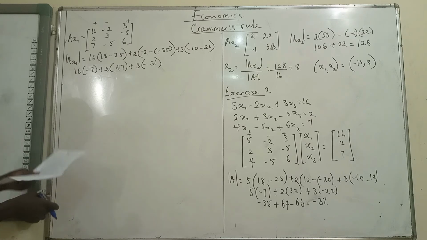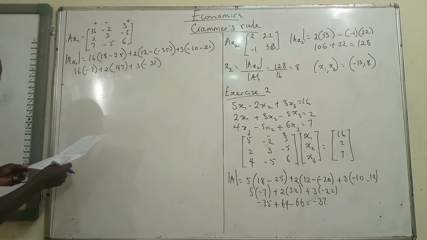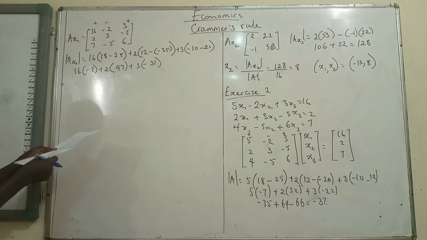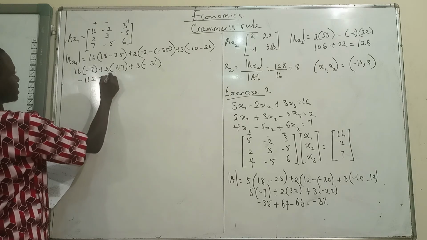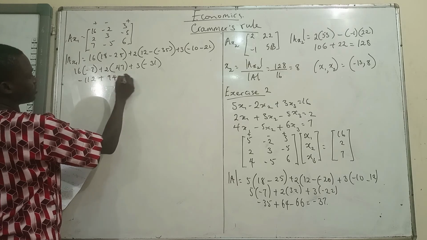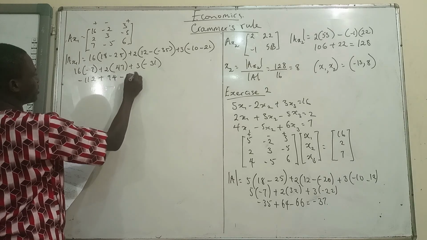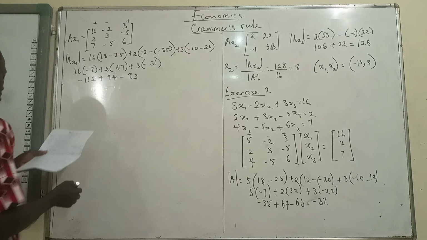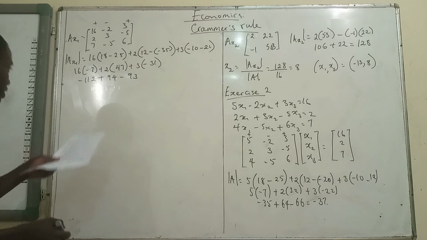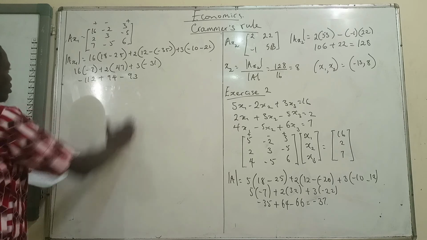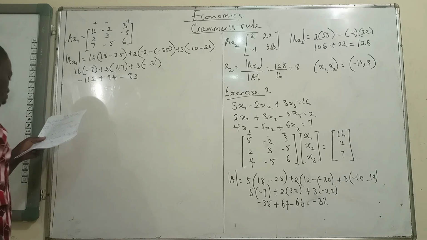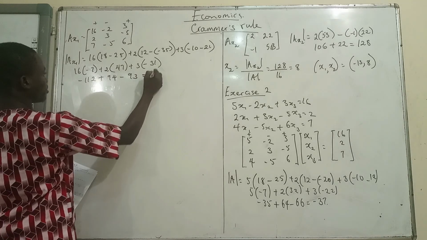Now 16 times -7, so I think I need to check this right now. That's going to give us -112. This is -112 plus 94. Then this is -93. Okay. Is that so? Yes. So 94 minus 93, that's 1. Then -112 plus 1, that's -111. Okay, so this is going to give us -111.